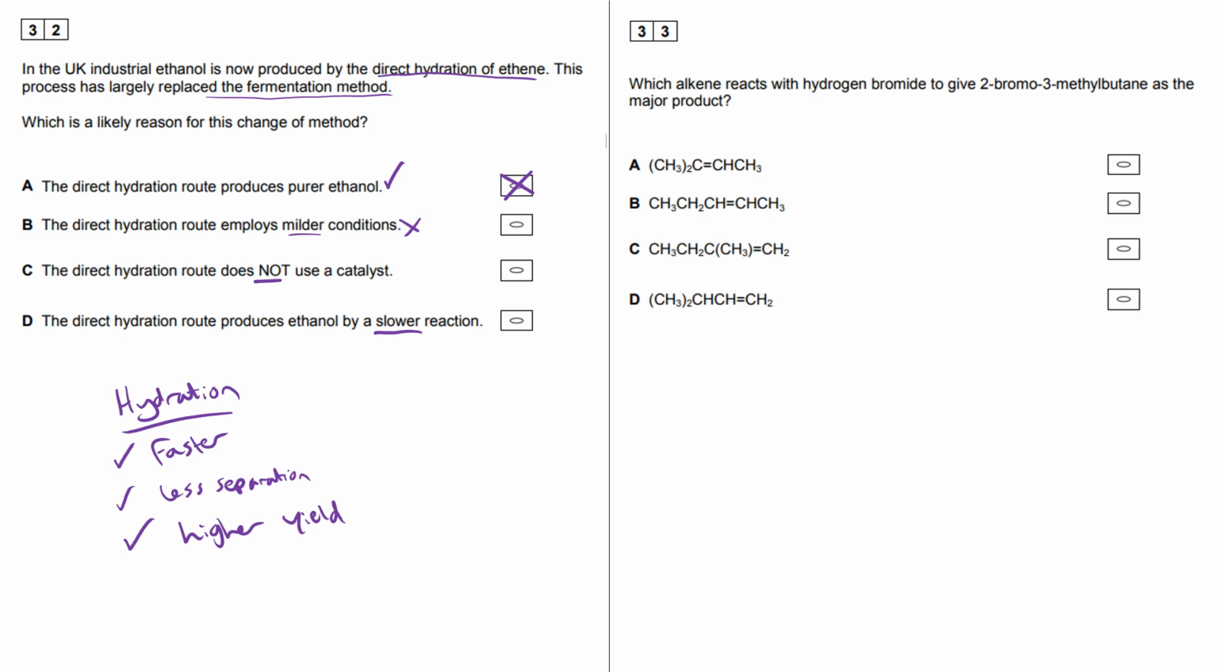Which alkene will react with hydrogen bromide to give 2-bromo-3-methyl butane as our major product? Just draw sticks where the hydrogens are going to go. So if it's our major product, the bromide is going to join on to our carbocation, so let's work backwards. So the hydrogen will join first, the bromide will join second, second step of the mechanism. So the bromide is going to join onto this carbocation here. Methyl groups there.